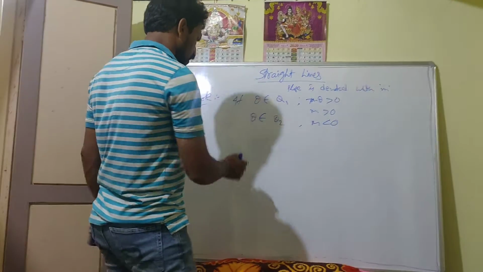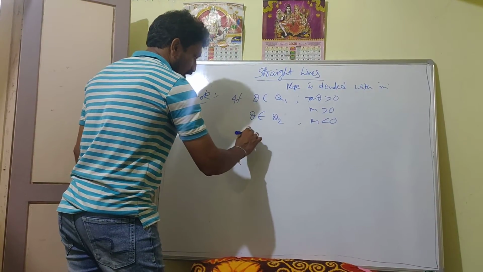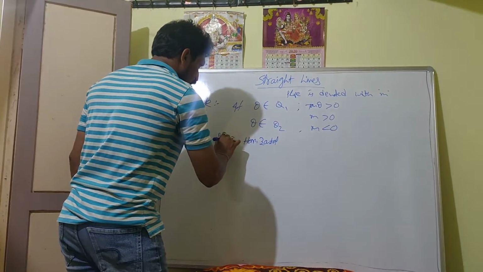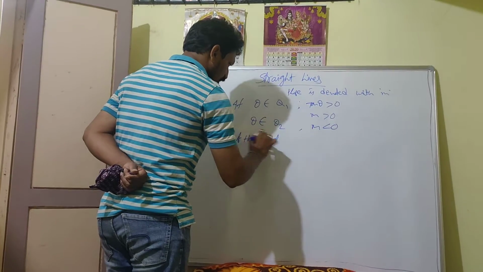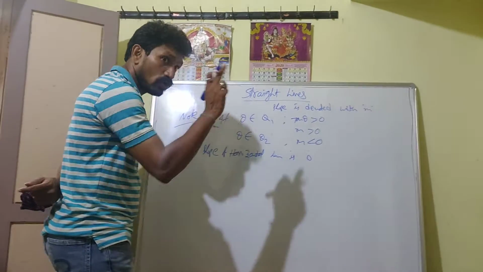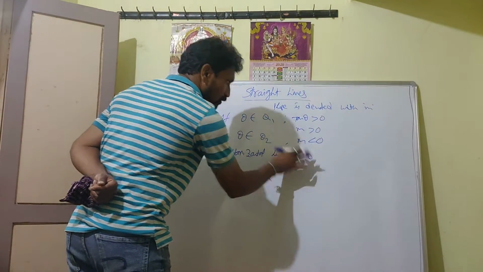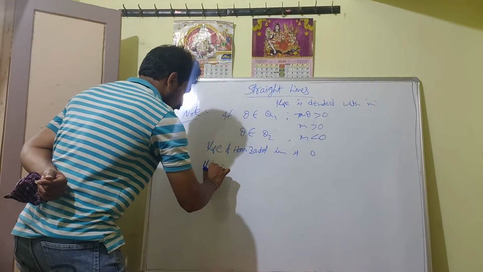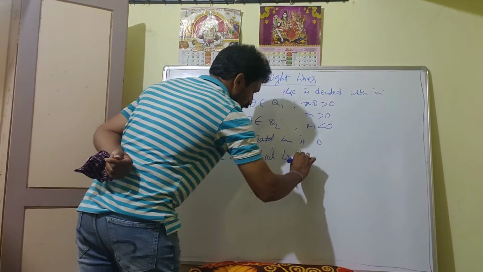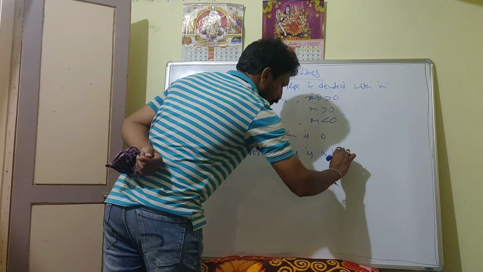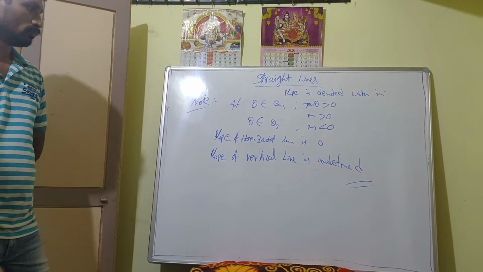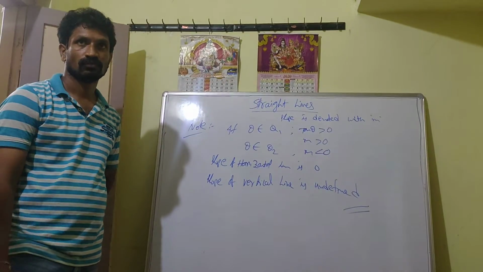Next, we already discussed the slope of a horizontal line. The slope of a horizontal line is 0 only. 0 degrees inclination means 0 slope. The slope of a vertical line is undefined. Clear?